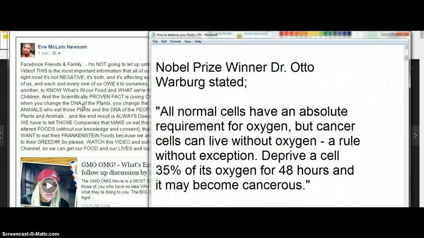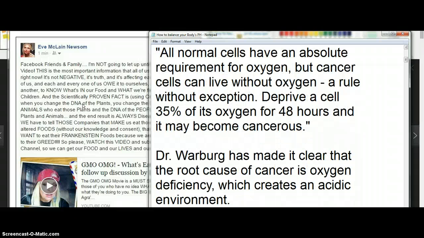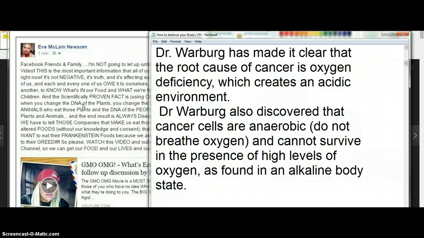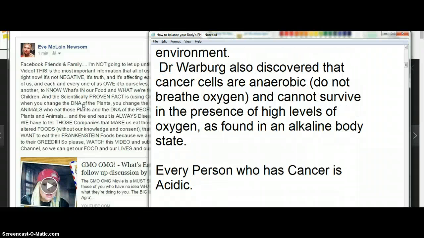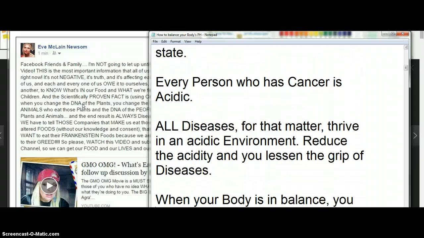Nobel Prize winner Dr. Otto Warburg stated, all normal cells have an absolute requirement for oxygen, but cancer cells can live without oxygen, a rule without exception. Deprive a cell 35% of its oxygen for 48 hours and it may become cancerous. Dr. Warburg has made it clear that the root cause of cancer is oxygen deficiency, which creates an acidic environment. Dr. Warburg also discovered that cancer cells are anaerobic, do not breathe oxygen, and cannot survive in the presence of high levels of oxygen as found in an alkaline body state.